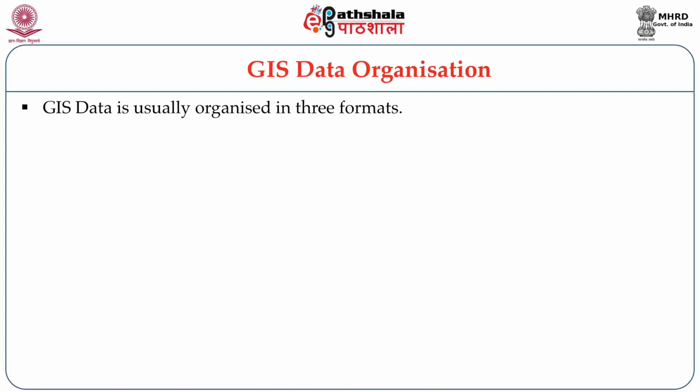Now when we talk of GIS data, we have to learn how to organize this GIS data. GIS data is usually organized in 3 formats. The first being the raster data, second vector data, and the third attribute data. Let us see the characteristics of each of this data.